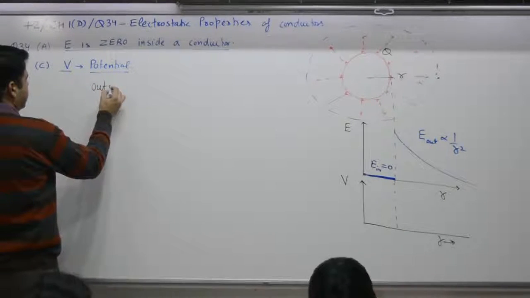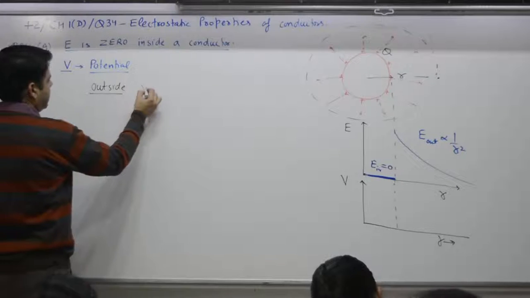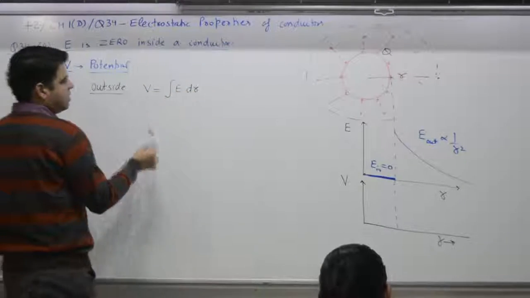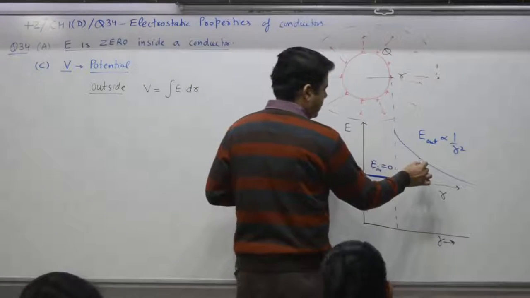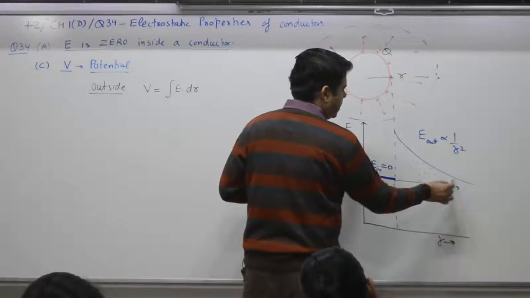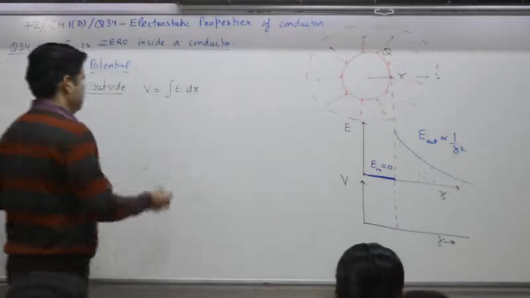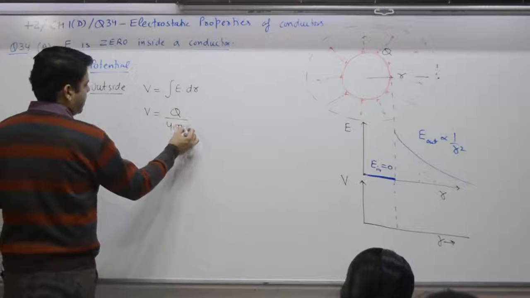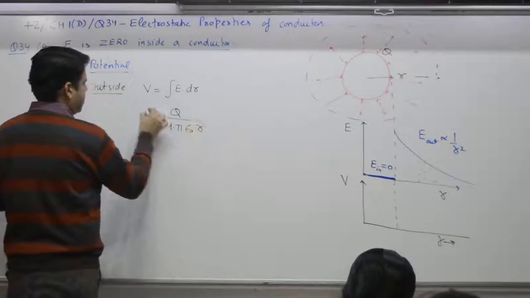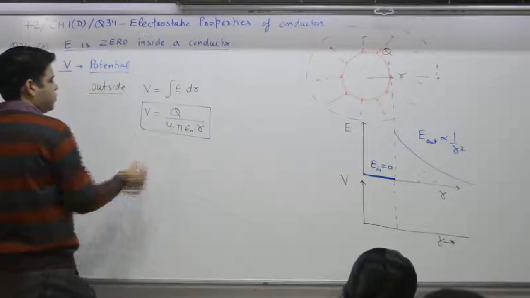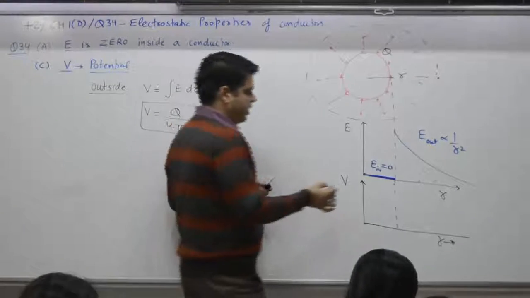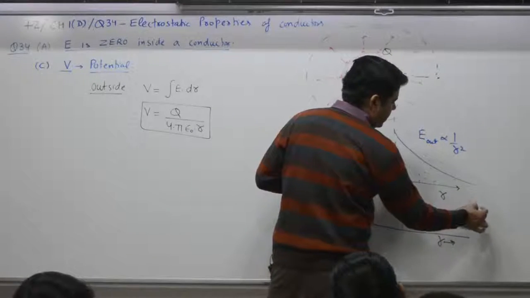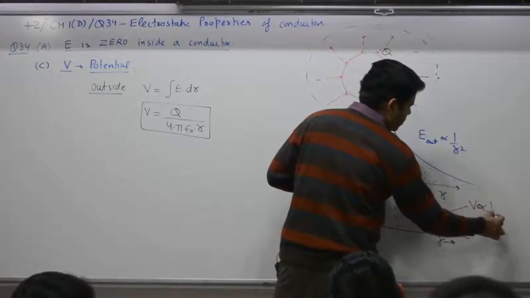Outside, we have proved earlier, V is equal to integration of E dR. That's area under this graph. If you want to find out potential at this point, it is area under this graph, integration. What was the answer? Q by 4 pi epsilon naught R. This we have covered in previous questions. So outside V is inversely proportional to R.